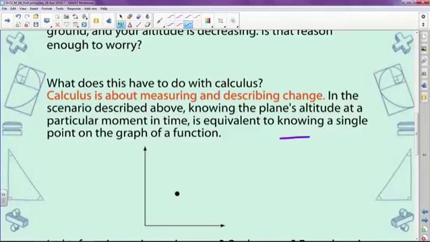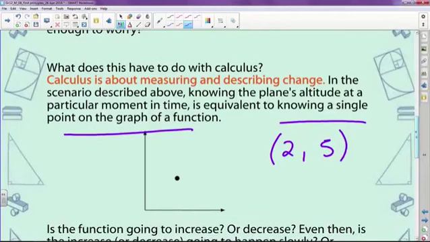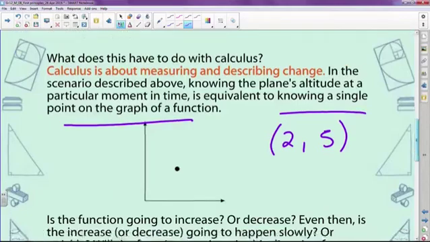It's equivalent to knowing a single point on the graph of a function. For example, if I tell you the point 25 is on a graph, does that tell you anything? Does it tell you what the shape of the graph is? It's not the whole story. There's more to it. The question that comes next is, if we're talking about a function, is it going to increase?